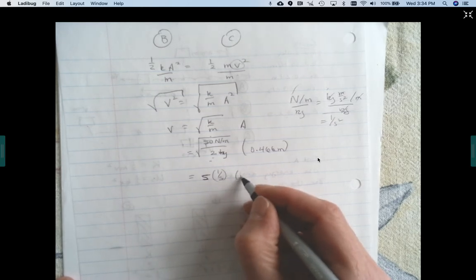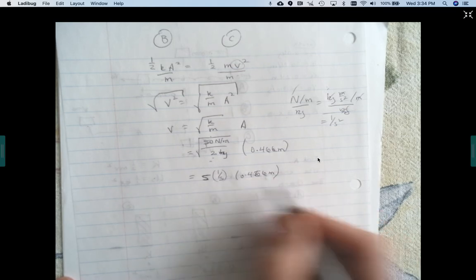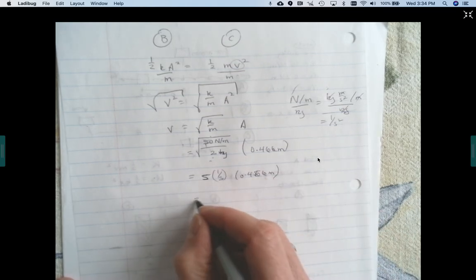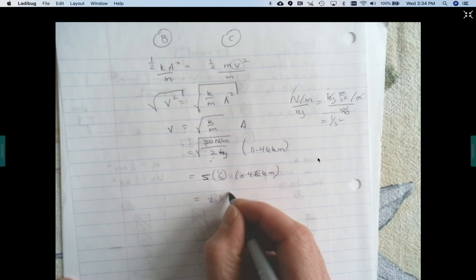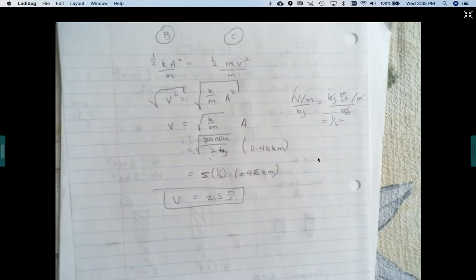And then 0.466 meters. So let's just call that a half. 5 times a half is 2.5 about meters per second. Phew. All right, and let's call that done.